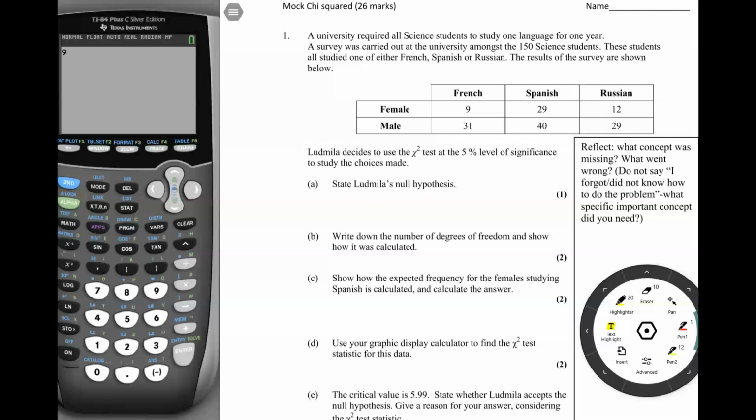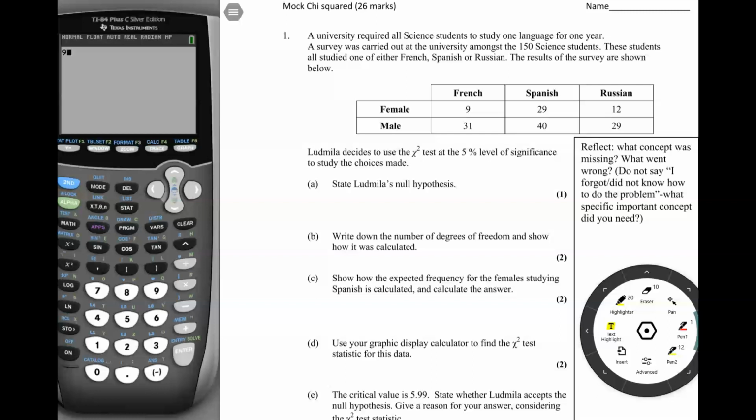This is the mock exam for chi-squared GOF and t-test. First problem: a university required all science students to study one language for 1 year. A survey was carried out at the university amongst the 150 science students. These students all studied French, Spanish, or Russian. The results of the survey are shown below.